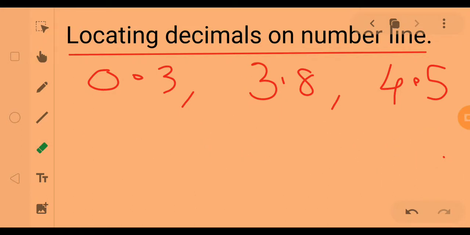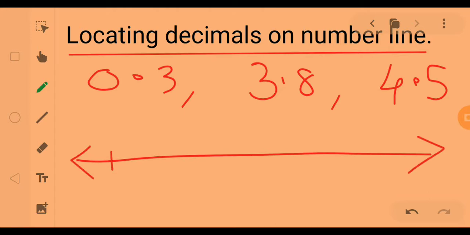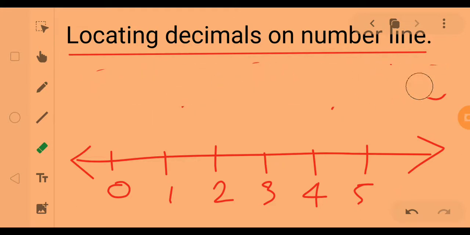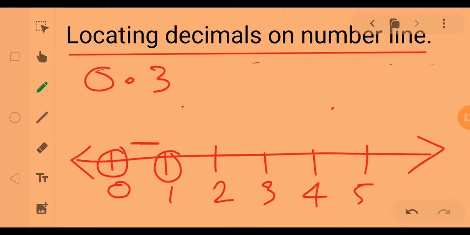So let's draw a number line. We start from 0, and the next whole numbers are 1, 2, 3, 4, 5 and so on. The first decimal number we have to find is 0.3. The question is, between which two whole numbers is 0.3 located? We know that 0.3 is after 0 and before 1. So 0.3 will be somewhere between 0 and 1.